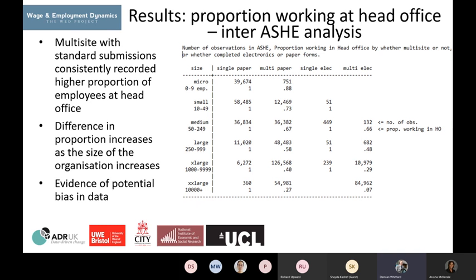Worth noting that when we're talking about medium and large companies, there are very small numbers of observations, only 132 and 682 here. But then when we're comparing the larger companies, there are tens of thousands of observations. It gives us some confidence in the findings that there is potential evidence of bias in this data here. Can we go forward to the next slide?